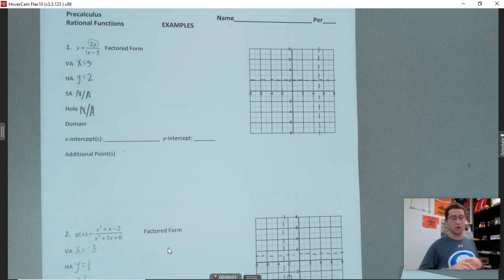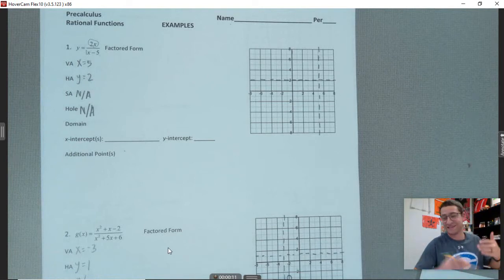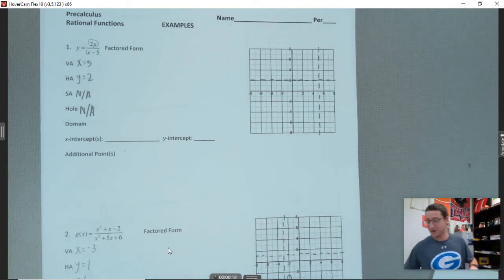All right, graphing rational functions day 2. My goal today is going to be to stop saying my ums and uhs and everything like that. So we'll see how it goes. Let's go ahead and try it.